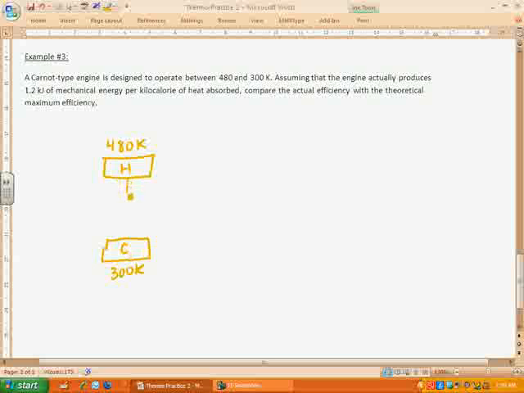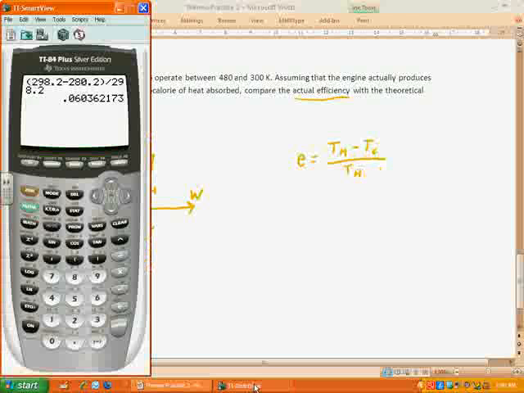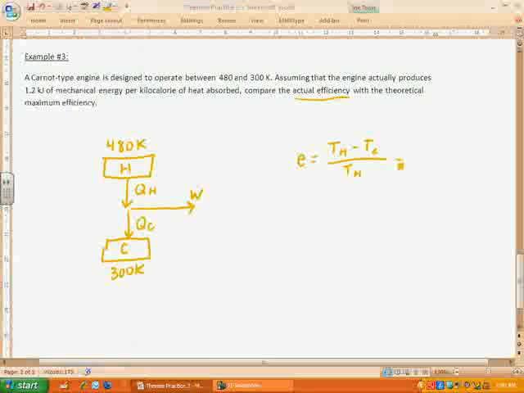Alright, so we're going to have so much heat going in, you're going to have a certain amount of work coming out, and then it's going to emit some other amount of heat. Now, the first thing that maybe we want to do is look at the efficiency. We can get the theoretical efficiency of the Carnot engine just by looking at the temperatures. So let's take the efficiency as equal to the hot temperature minus the cold temperature over the hot temperature. That will be pretty straightforward. 480 minus 300 and then divide by 480. So 30.5%.